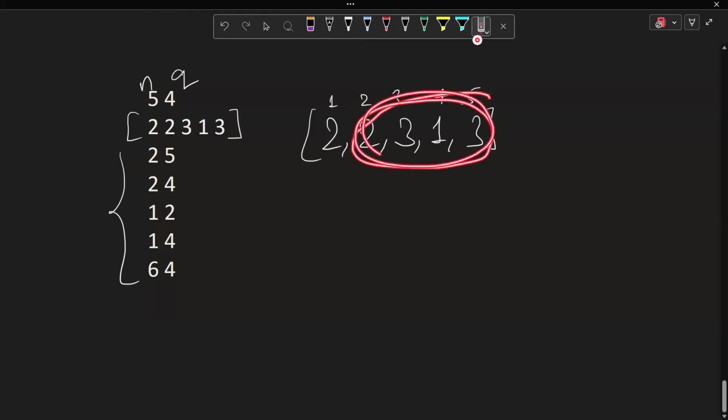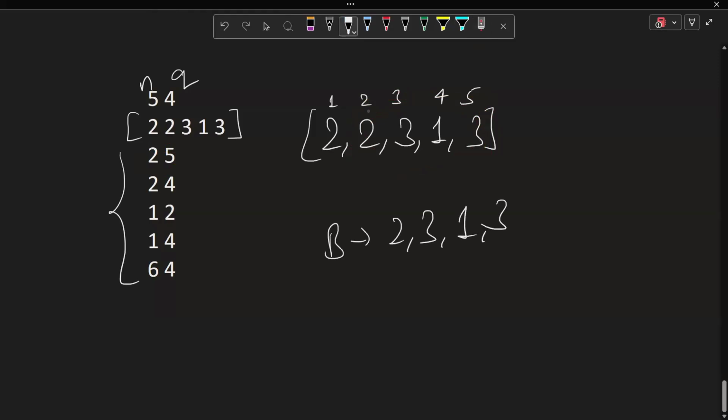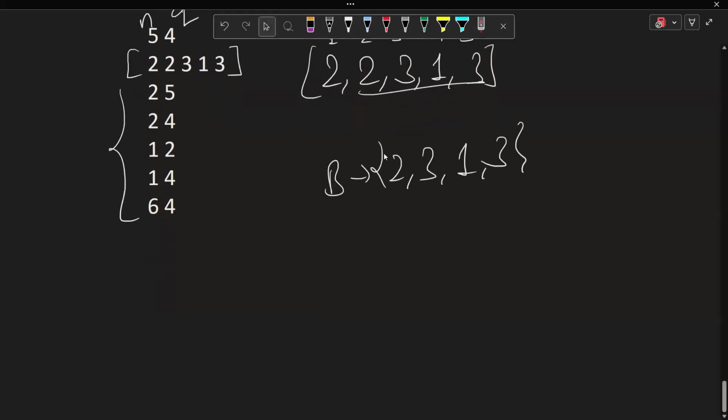Now for this array, if you are allowed to rearrange the elements, can you make this array beautiful? Can you find any rearrangement of this subarray so that it is beautiful? Your B is 2, 3, 1, 3, this subarray. If you look at this array only, it is beautiful. What's the definition of beautiful? For all the cyclic shifts of the array, it should be anti-palindrome.